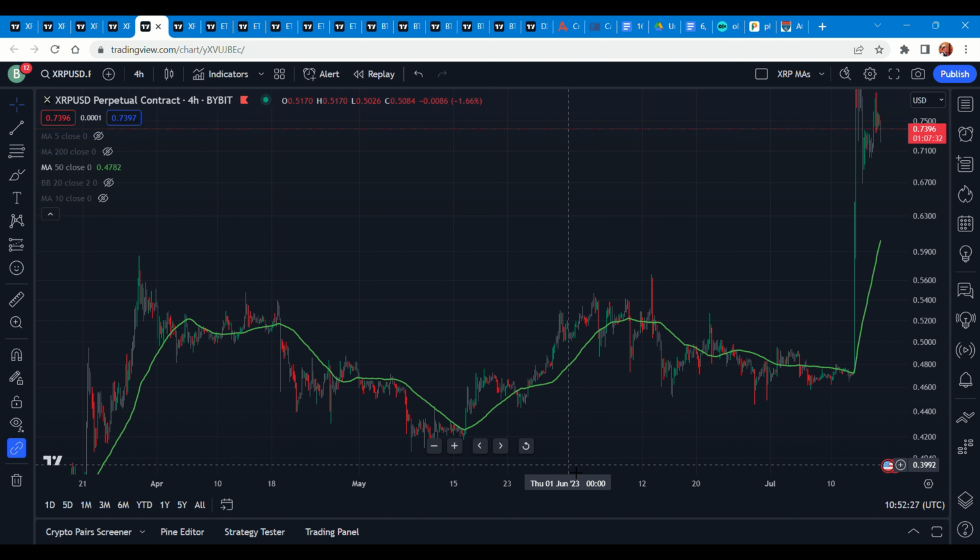Okay, so just to recap, I need to remove all these drawings. There we go. Just to recap, the 2 steps of setting up a trap are: 1, the 50 MA is broken. 2, there are 2 swings on your time frame. You can check it on the 1 hour, you can check it on the 4 hour.